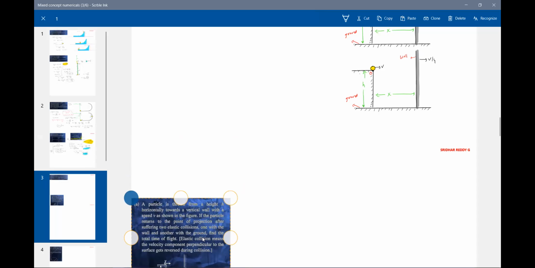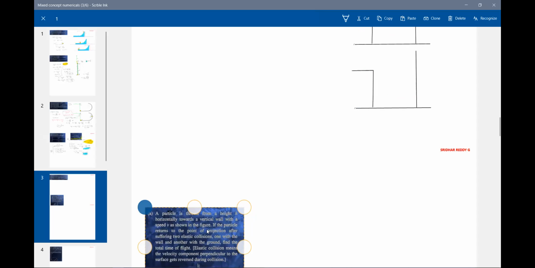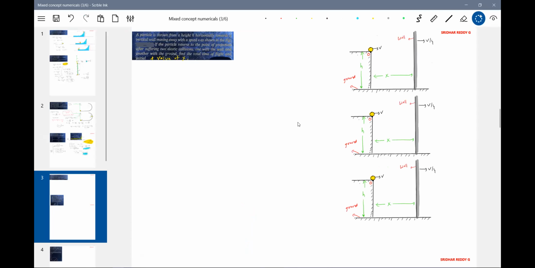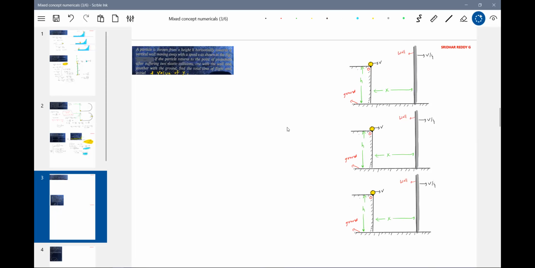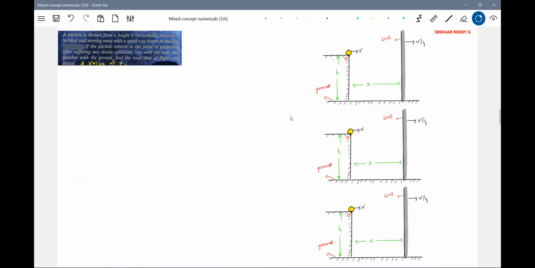Just give some time. Let me show all the three diagrams and the question. I think you are able to read them; everything is visible. So what is the state of the wall? Will the wall be there only?